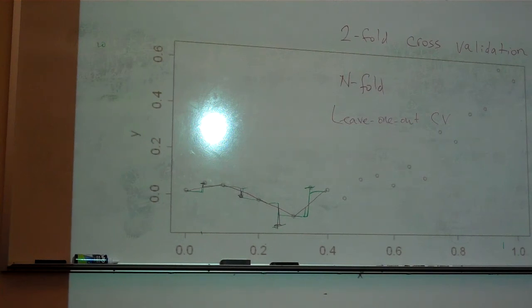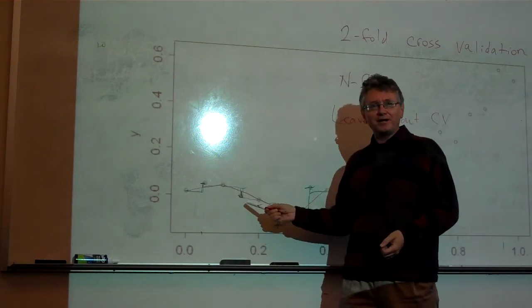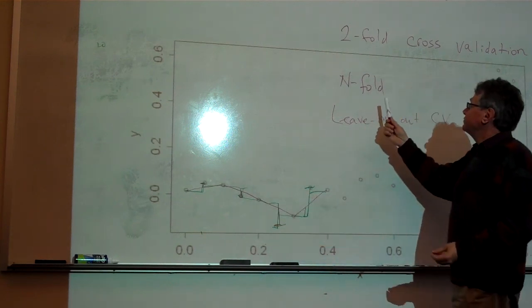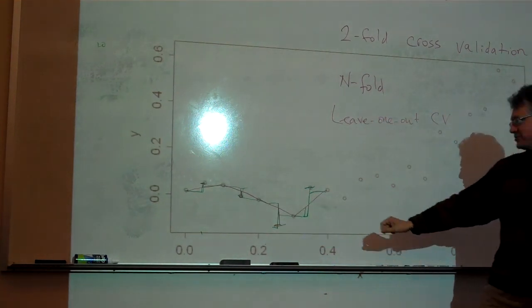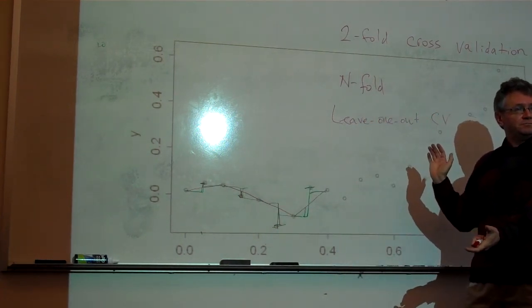It's a random draw. Okay. When you're doing leave one out cross validation, you can go through systematically because it doesn't matter what order you do it in. But if you were doing twofold cross validation, instead of picking every other one like I did here, you pick half of them at random.